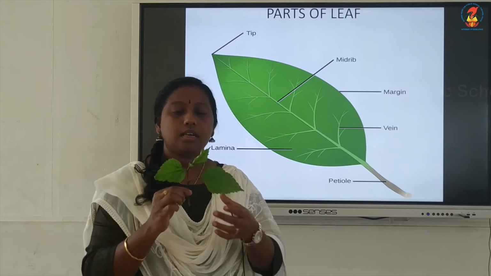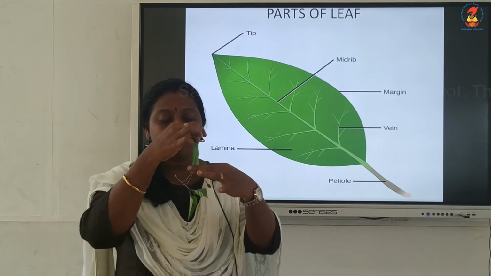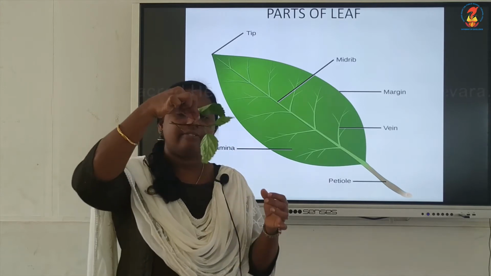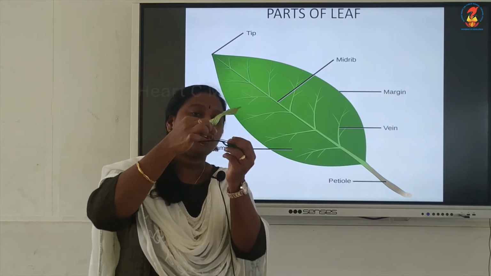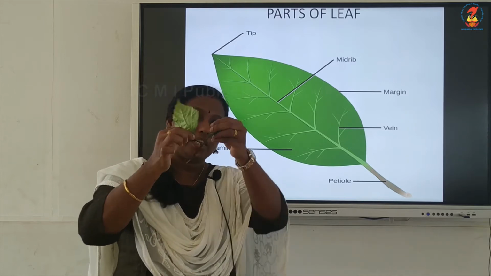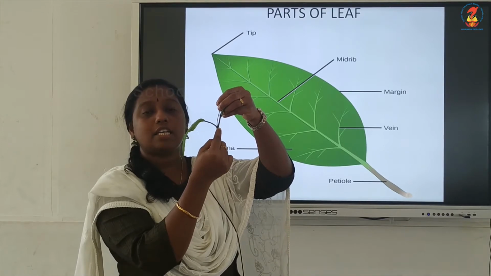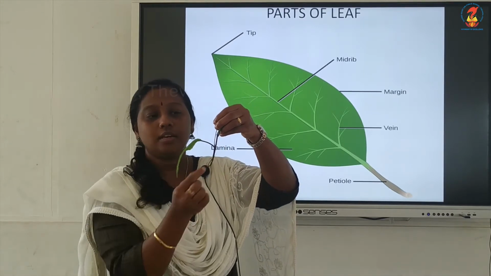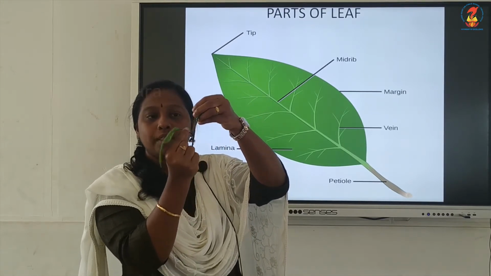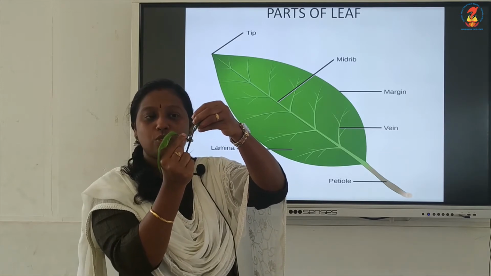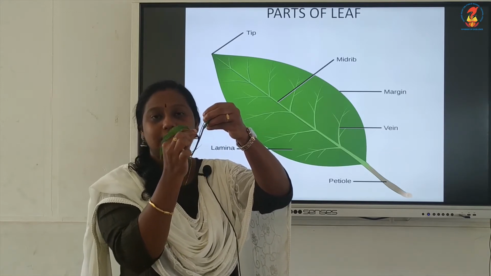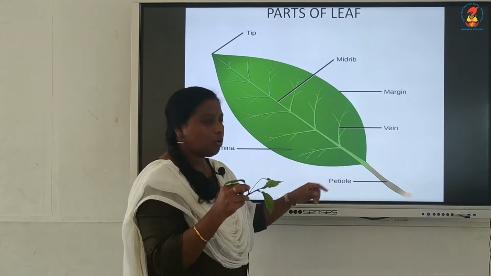Just see this leaf which I am having with me right now. See the part of the leaf which I have held. This is the petiole. See, this is the part, this is the petiole. So, this petiole will help the leaf to get attached onto the stem. Can you see this? The petiole is a part of a leaf with which it is attached onto the stem. Clear? So, that's all about the petiole.